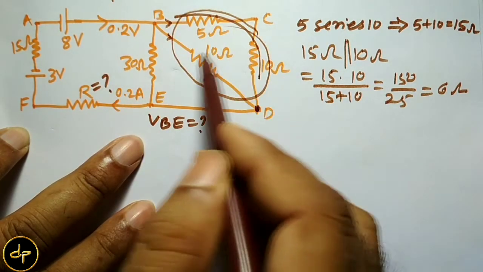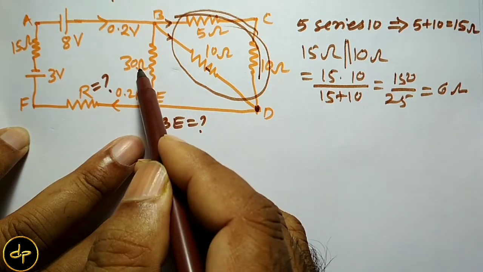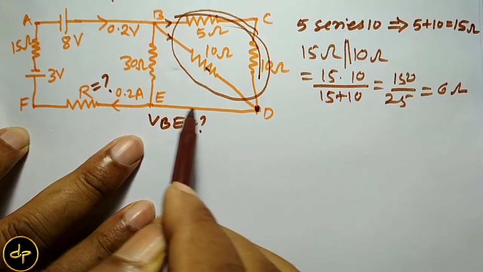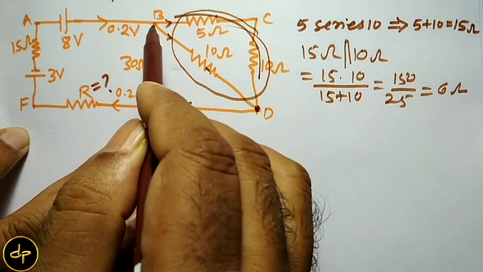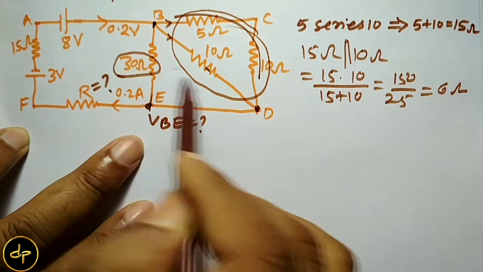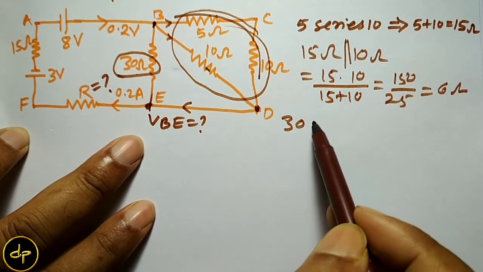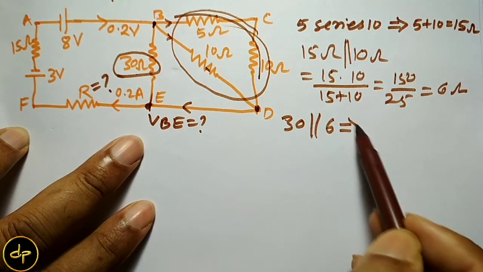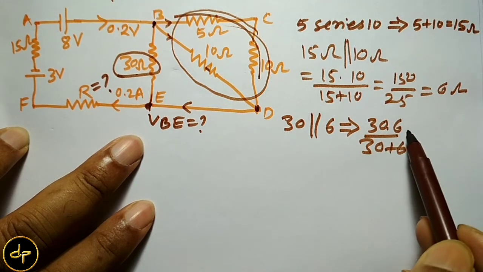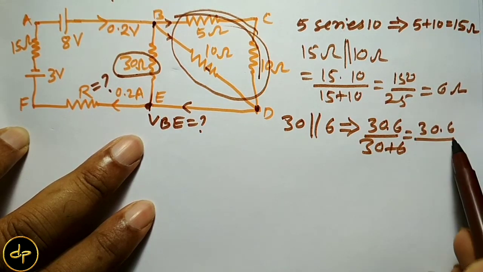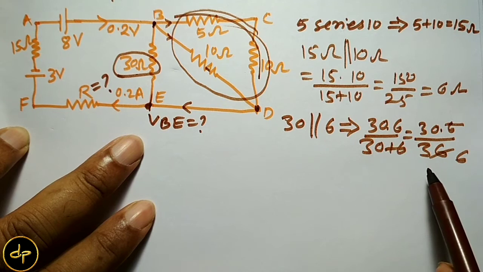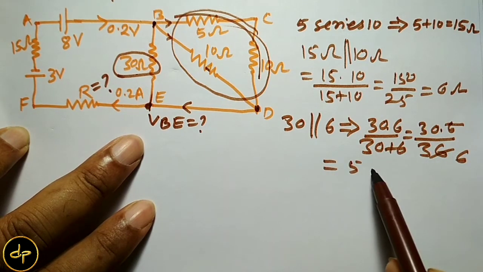Now this 6 is in parallel to this 30 ohm, because at this point the current is going in this line, and then the same current is coming in this line and then meeting here. Between these 2 points, this line and this will be in parallel. So now this 30 is in parallel to 6. 30 in parallel to 6 will give a resistance of 30 into 6 upon 30 plus 6. So 30 into 6 upon 36, that is 6 by 36 times 30, and then it is 5 ohm.